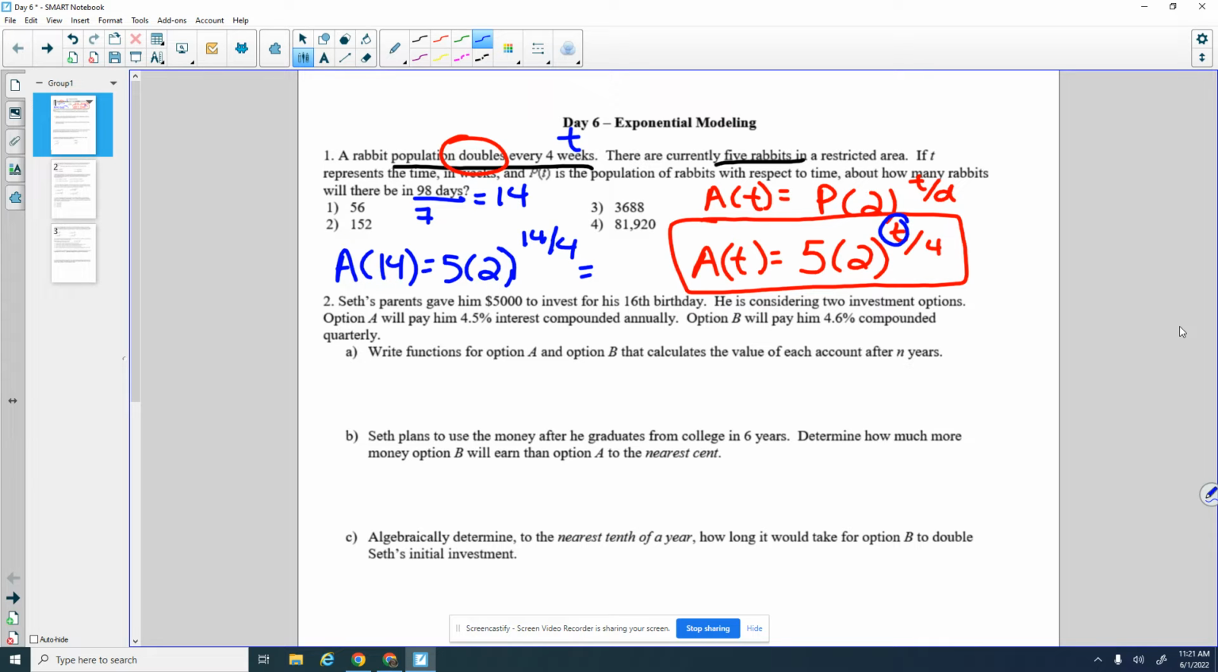Then when I type that in, that's going to be about 56.57. Now that would round up to 57, but 56 is the closest option, and they probably decided to round down because it wasn't a full rabbit.